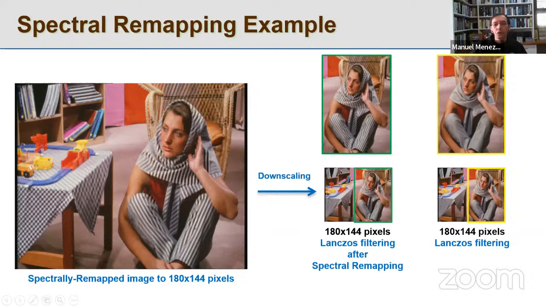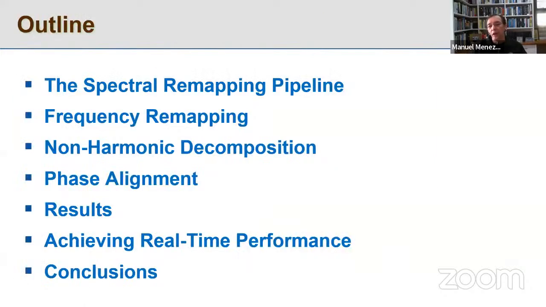So far I've provided you with some intuition, and I've given a couple of examples illustrating the use of the technique. Now let me provide an outline to guide you through the remainder of the talk. I will start by presenting the details of the spectral remapping pipeline. Then I will dive into the main aspects of the technique that include frequency remapping, non-harmonic decomposition, and phase alignment. Then I'll show you some results. Then I will describe how those elements can be used to produce real-time performance as well as to be applied to videos. And then I will summarize the talk.